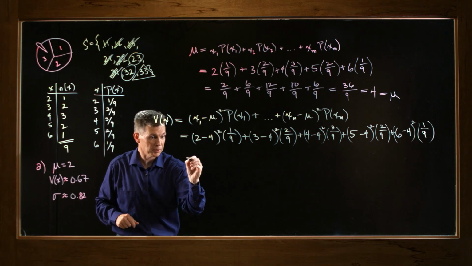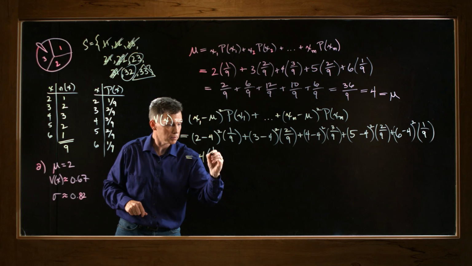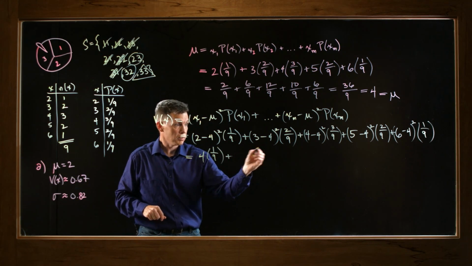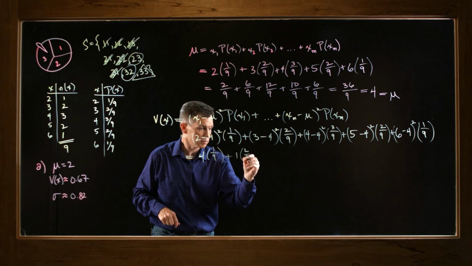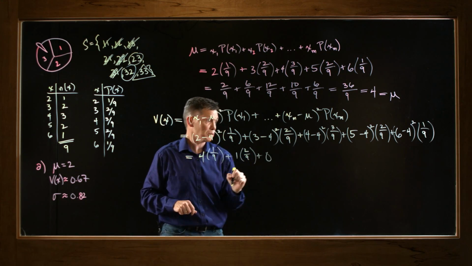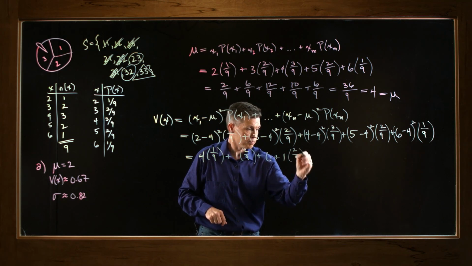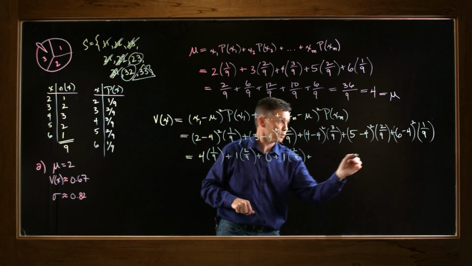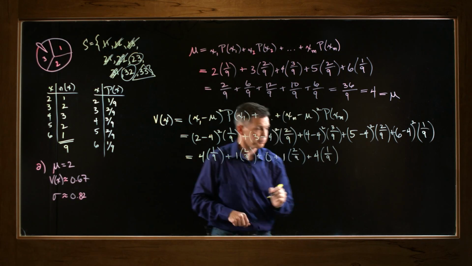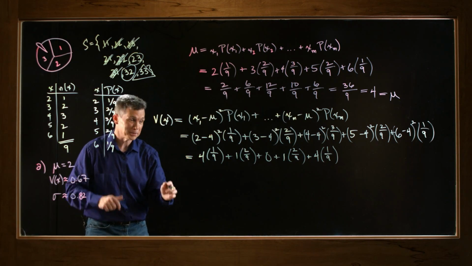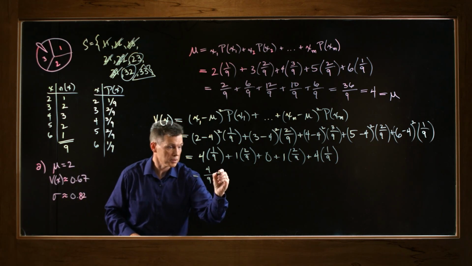And now it's arithmetic. 2 take away 4, -2, but squared is 4. 3 take away 4, -1, but squared is +1. 4 take away 4 is 0. And then 6 take away 4, 2, but squared. Getting smaller. Now just do some multiplication.